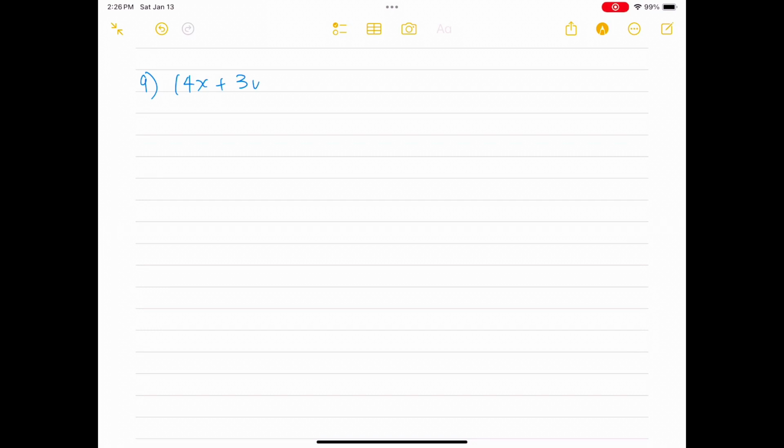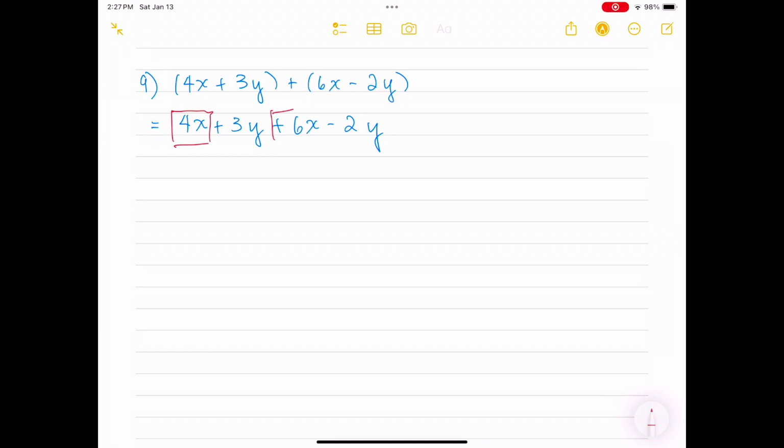Example 9, open parentheses, 4x plus 3y, close parenthesis, plus, open parenthesis, 6x minus 2y, close parenthesis. In this case, since there is no negative sign in front of both parentheses, we can remove the parenthesis without changing the terms within each of the parentheses. Now we gather like terms. 4x plus 6x simplifies to 10x, and we write that down to continue the problem.